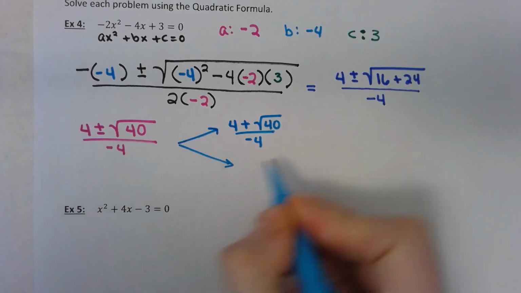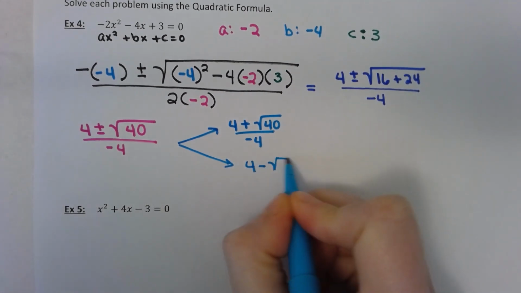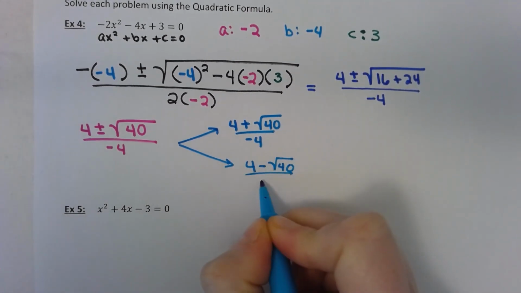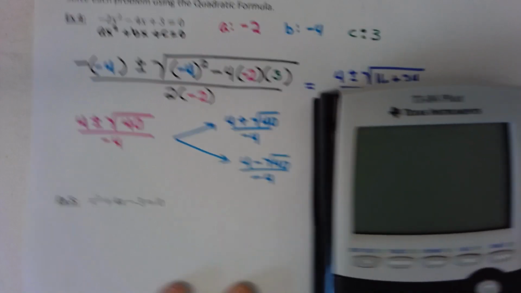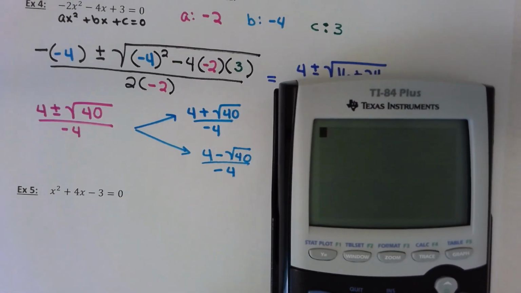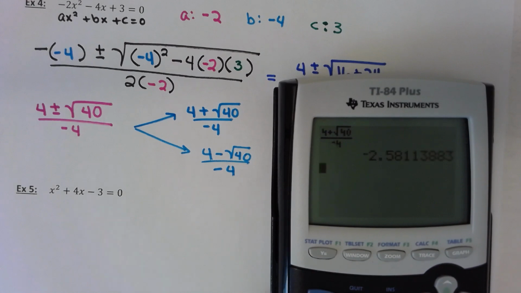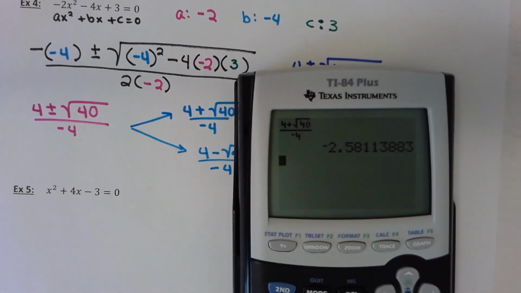And the other one would be 4 minus the square root of 40, all of that divided by -4. So if you are using the TI-84 calculators, I'm going to show you what you can do. You can type this in. If you press alpha y equals enter, 4 plus the square root of 40, this whole thing divided by -4. When I hit enter, I got this. So I would round my answer.